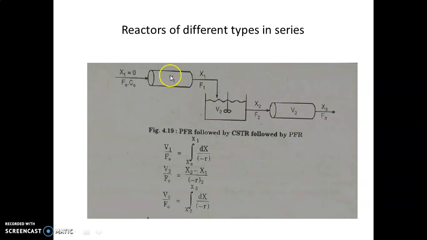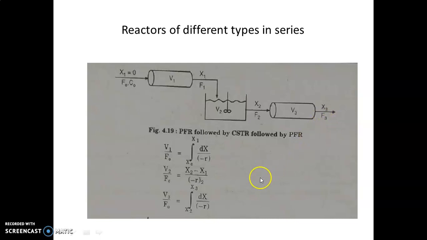So here again this is the plug flow reactor, this is the CSTR, and the last reactor is the plug flow reactor. The same notation you have to use: F0 is the initial molar flow rate, C0 is the concentration, and this is the conversion. Then we obtain x1 conversion and F1 molar flow rate. Then again the reaction takes place here, and conversion is achieved from x1 to x2, and the molar flow rate is F2. This stream you feed again to the third reactor, which is the plug flow reactor. So the final conversion is x3 and the final molar flow rate is F3.